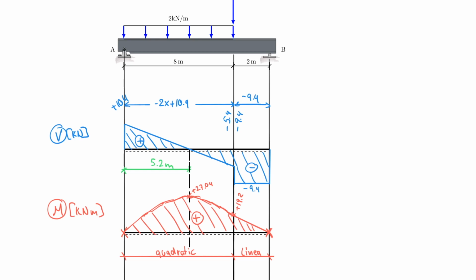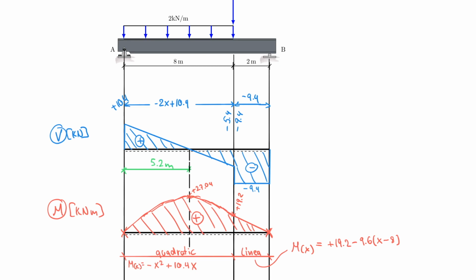The first function was minus x squared plus 10.4x. And in the second domain, we really calculated that the m of x is equal to plus 19.2 minus 9.6 multiplied by x minus 8. So these are my m of x functions that I have to include with that graph.